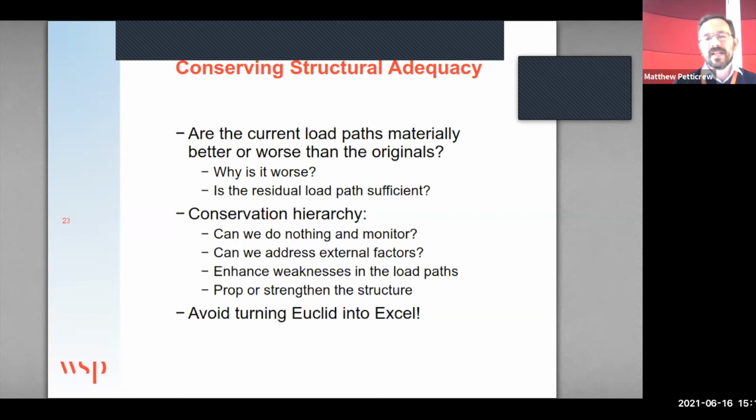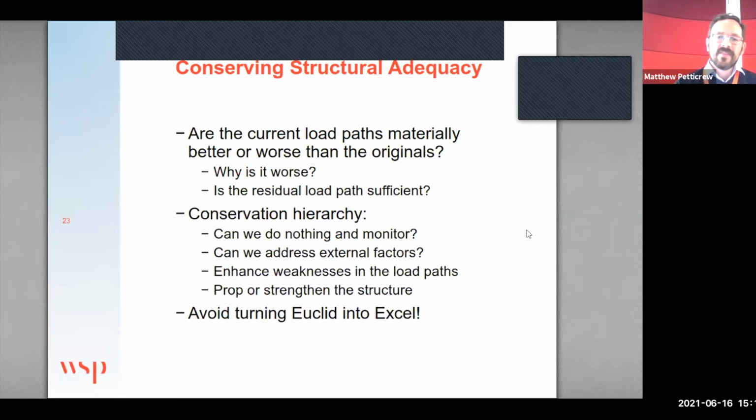And I like to think of what I call a conservation hierarchy. The first thing we should ask ourselves within that hierarchy is, can we in fact do nothing? Just let the structure be and continue to monitor it. And if that monitoring shows something changes at a later date, we can deal with it at that point. The second thing on the hierarchy is those external factors that we talked about that maybe weren't there at the time the structure was designed or built. Can we do something to deal with those external factors rather than the structure itself? And if we can, maybe we've averted something from happening in the future, and then the structure can continue to behave as it does today and as it has in the past.